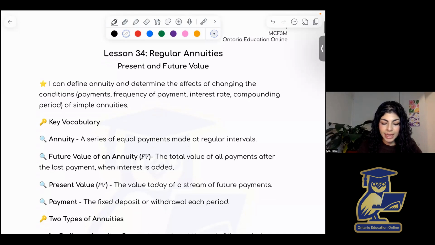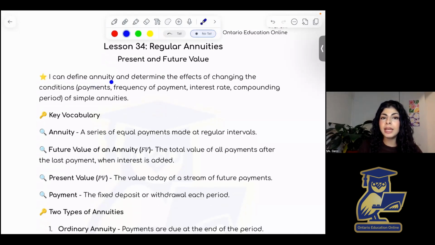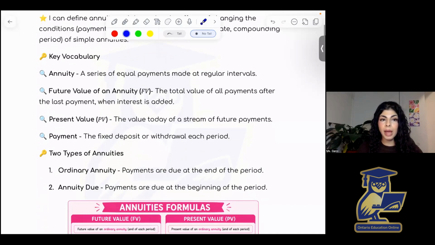And our learning goal today is to be able to define what an annuity is, and determine the effects of changing the conditions, such as different payments, the frequency of the payments, interest rate, and compounding periods of simple annuities. So, our key vocabulary today.